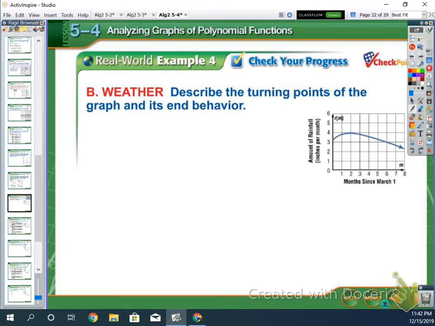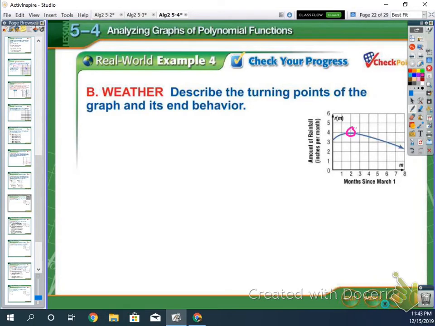Yeah, describe the turning points of the graph and its end behavior. So turning points is talking about where do we really have a relative maximum or a relative minimum? In other words, where's the graph changing from going up to going back down, or from going down to sloping back up? So where is that happening? Well, it looks like, if I go back to the table just to be careful, it looks like at the point 2.93. That's my relative maximum. So that's right there.